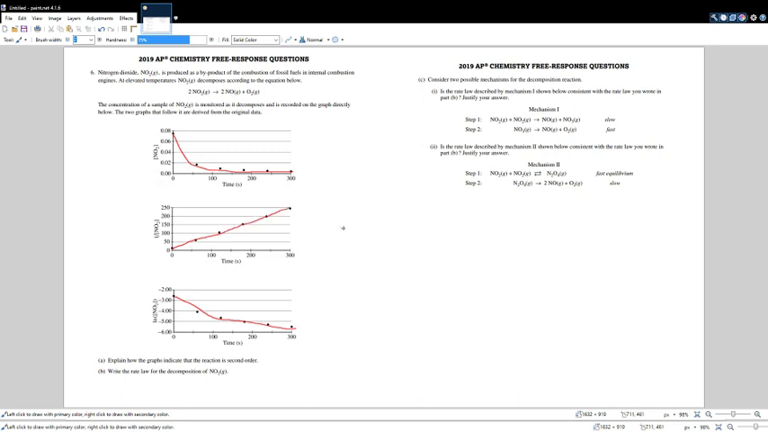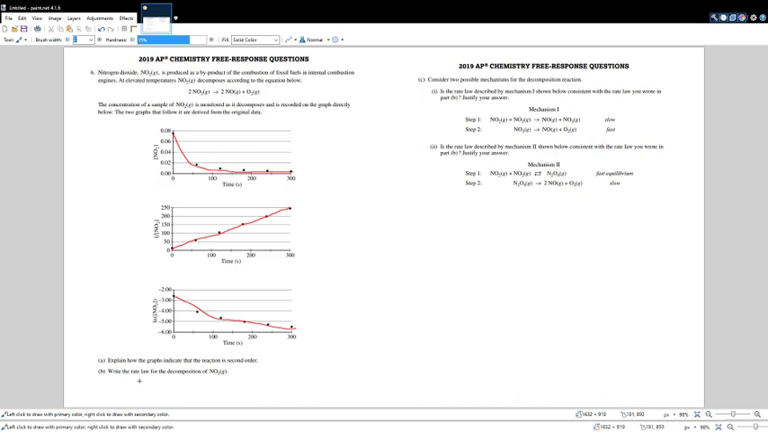And part A, explain how the graphs indicate the reaction is second order. The only justification you need is the reaction is second order because the graph of 1 over concentration versus time is linear. And that's it. That's just something you have to memorize, which kind of sucks. But that's just how it is.